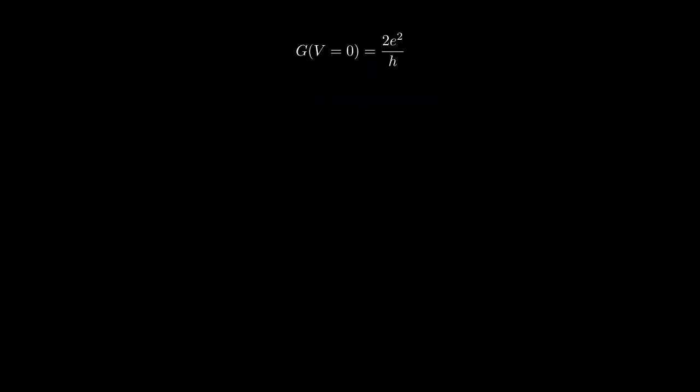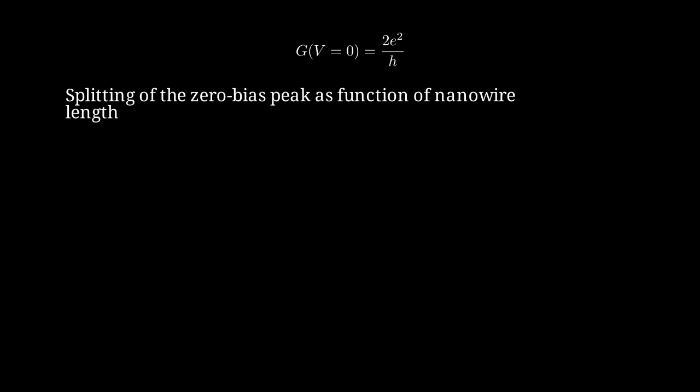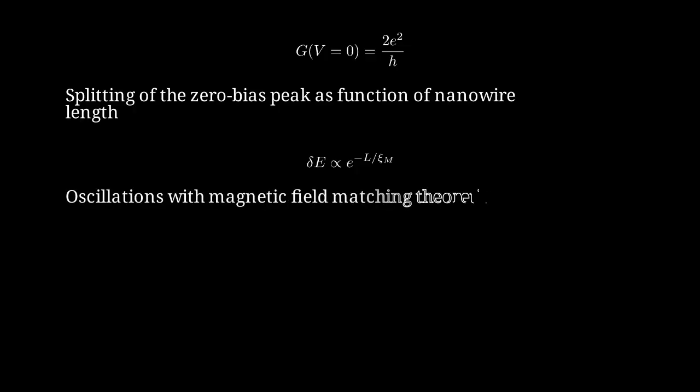The quantized zero-bias conductance is exactly 2e squared over h, twice the conductance quantum, due to perfect Andreev reflection. As the nanowire length decreases, Majorana modes at opposite ends begin to overlap, splitting the zero-bias peak. The energy splitting delta E is proportional to the exponential of minus nanowire length L divided by localization length. This exponential protection is crucial. Another signature is oscillations in the zero-bias peak height as magnetic field is varied, matching topological phase boundary predictions.